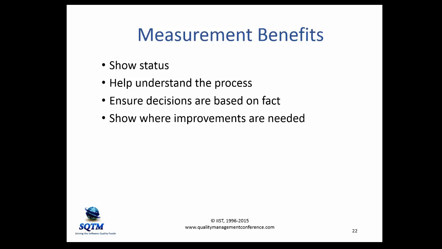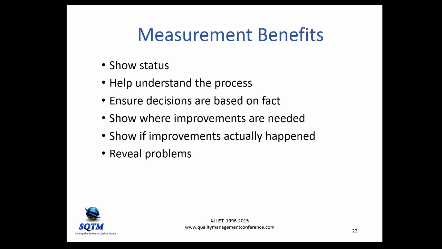Show where improvements are needed. Show if improvements actually happened. So if you say we need to do this to improve the process and so get a better ROI out of the whole thing, then you need to show those improvements really did happen. And you need to show that, yeah, it really solved the problem, or no, it didn't. We still need to tweak it. So that's what statistics and measurements really do, and they reveal problems.